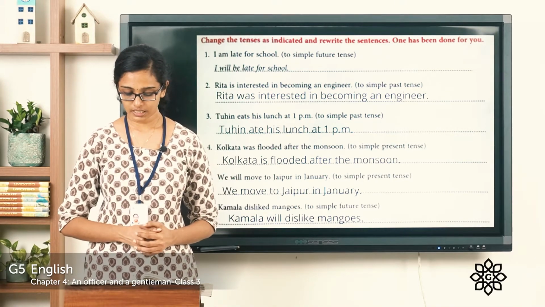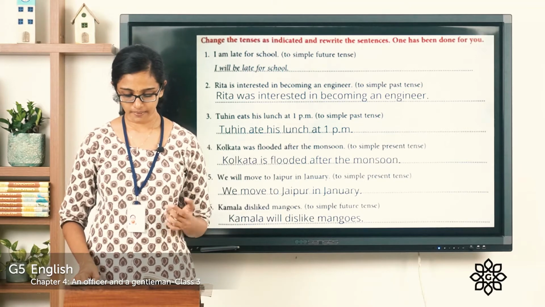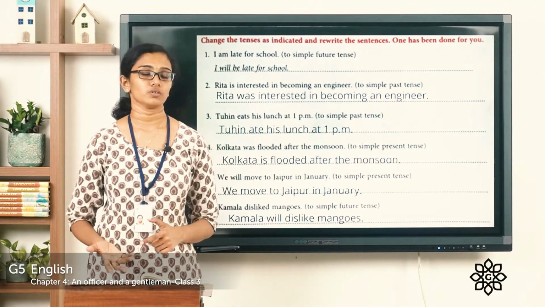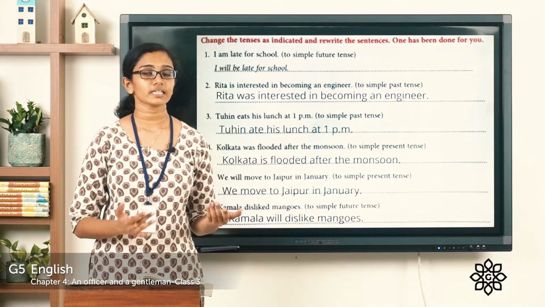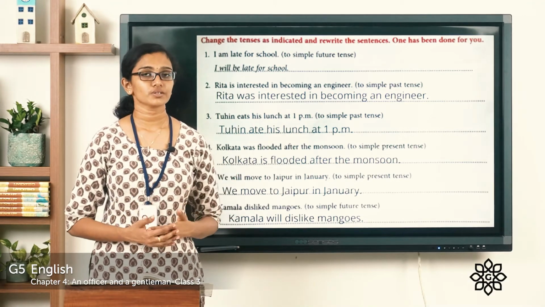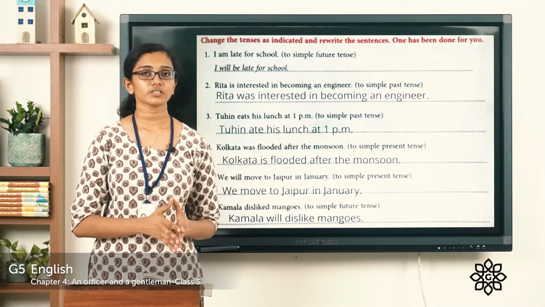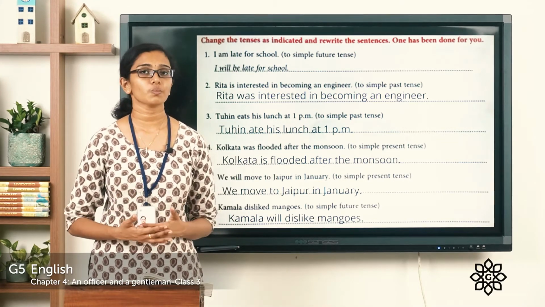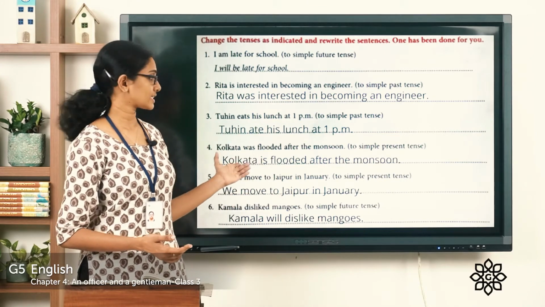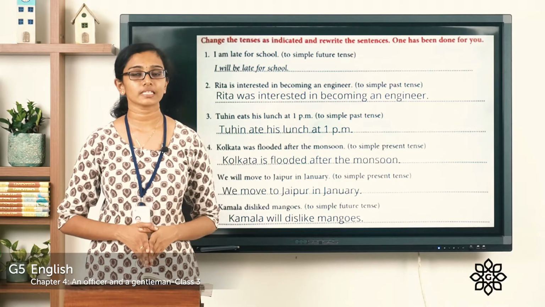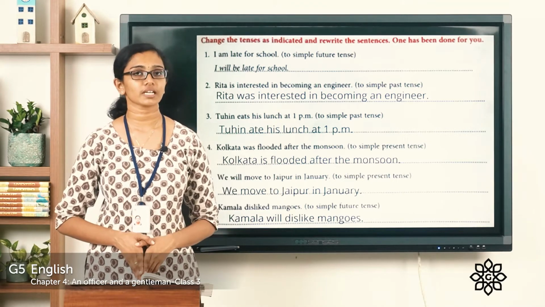Now question number 6. Kamala disliked mangoes. To simple future tense. Kamala disliked mangoes. She used to dislike it in the past. So we are asked to change it to the future tense. How will you change it? You have to use the word will plus the base form of the verb. Which is the verb here? The verb here is dislike. So how would you rewrite it? Kamala will dislike mangoes. I hope this is clear to you.